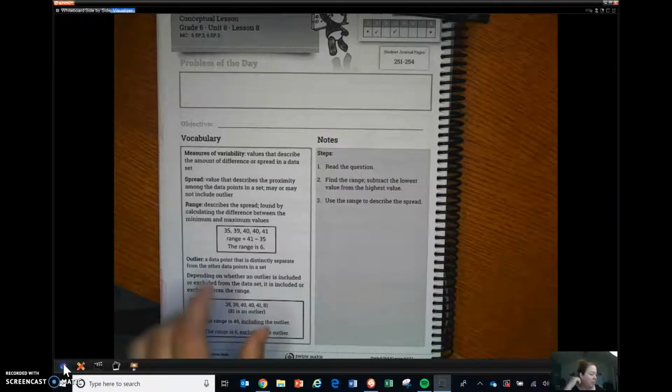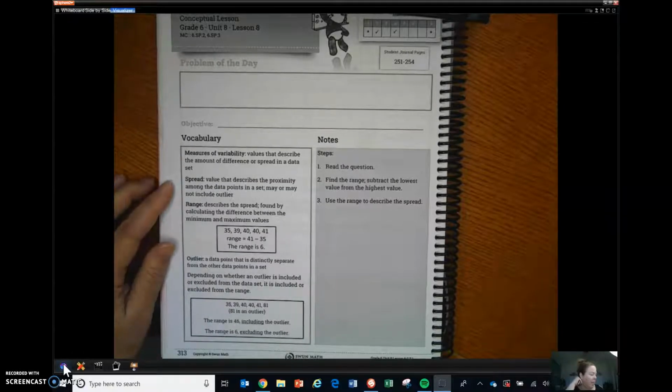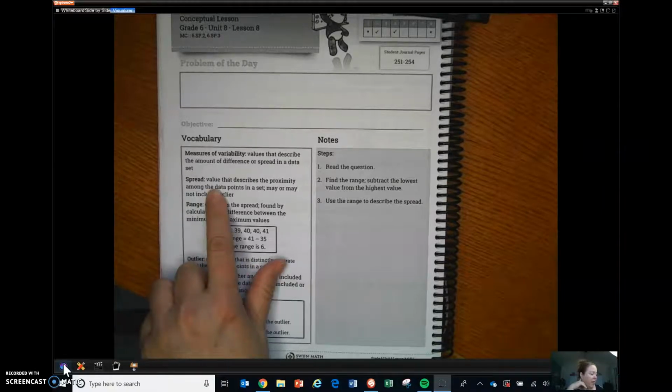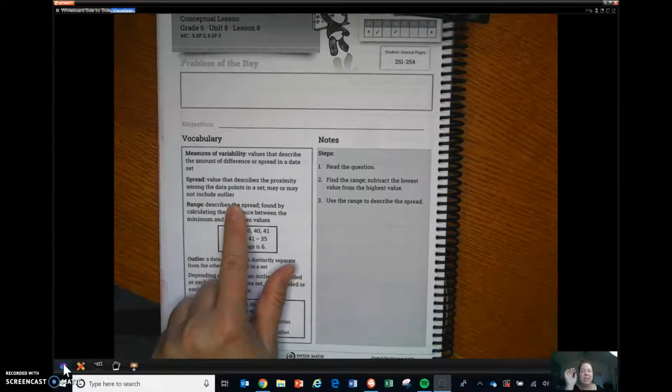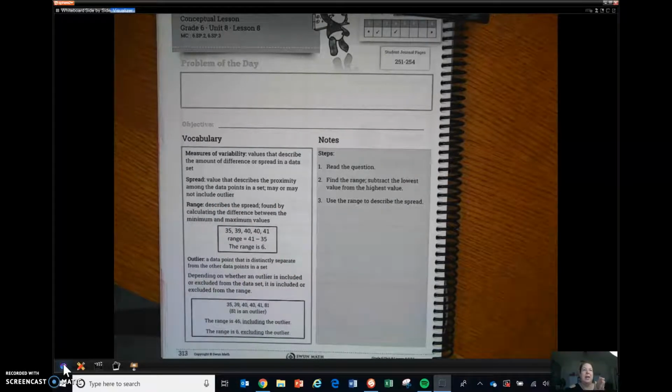So a couple new vocabulary words. Spread is the value that describes the proximity among the data points in a set. It may or may not include an outlier. It's just the spread, all the data spread out, basically.